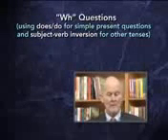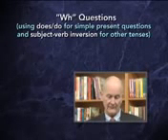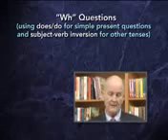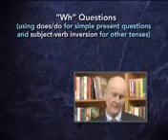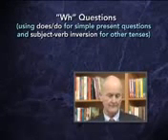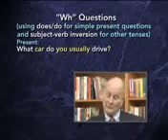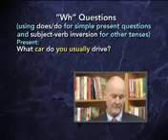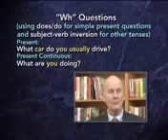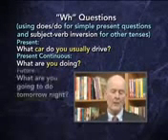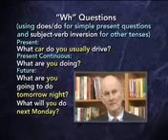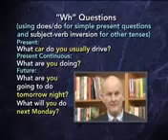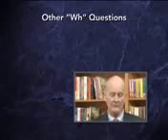Now look at the comparisons in this graphic. Note that these WH questions also use does and do for simple present questions, and the subject-verb inversion for the other tenses. What car do you usually drive? Present tense, right? What are you doing? Present continuous. And what are you going to do tomorrow night? Future. Or what will you do next Monday? Future.